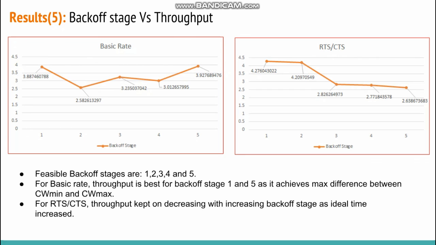The next result was between backoff stage and the throughput. As per the contention window minimum size and the maximum size, we had 5 backoff stages: 1, 2, 3, 4, and 5. When checked for the basic rate, throughput was best for backoff stage 1 and backoff stage 5, because in both stages we have a maximum difference between the contention window minimum size and the maximum size. And for the RTS-CTS case, the throughput kept on decreasing on increasing the backoff stage, because idle time increased as the backoff stage increased.